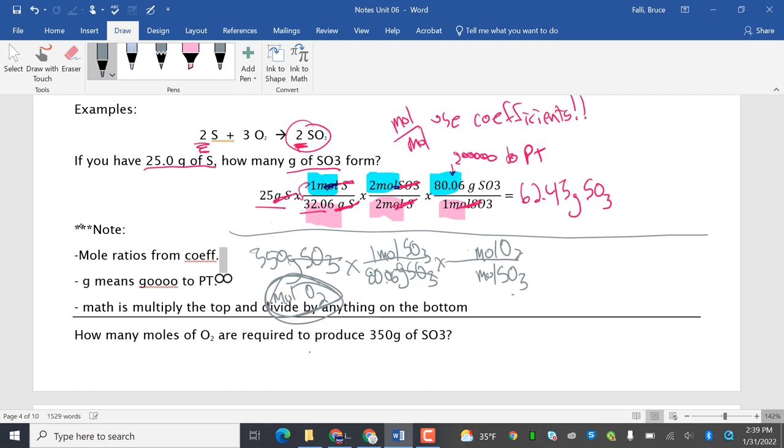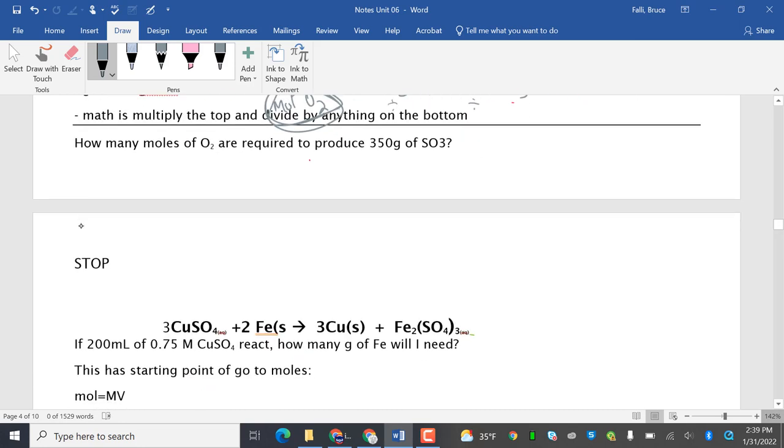Moles over moles are coefficients. Coefficient for O2, 3. Coefficient for SO3, 2. Now, all I want is moles of O2. I'm finito. So, calculator time: 350 times 3 divided by 80.06 divided by 2. And I got 6.56 moles of oxygen. That's it.